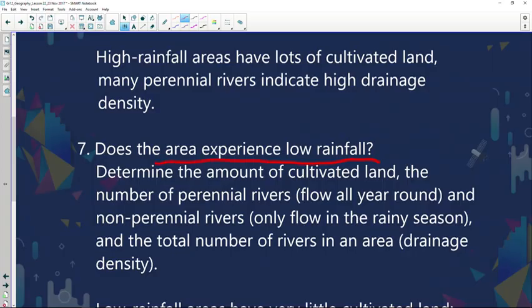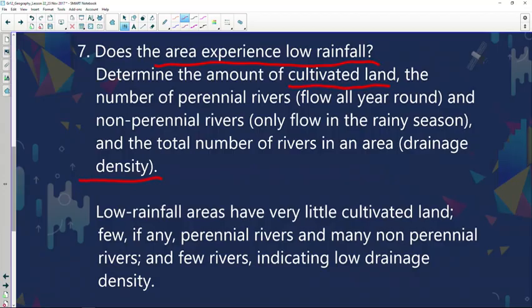Now, if we move to provinces such as the Northern Cape, the area will experience low rainfall because you won't see many cultivated land over there. People don't farm because the land is not fertile enough. It's not arable because it doesn't receive enough rainfall. And there's not many perennial rivers, so basically most of them will be non-perennial rivers. And there will be only a small number of rivers in the area. The density is going to be extremely low. And if we continue, low rainfall areas have very little cultivated land, like we've just mentioned.